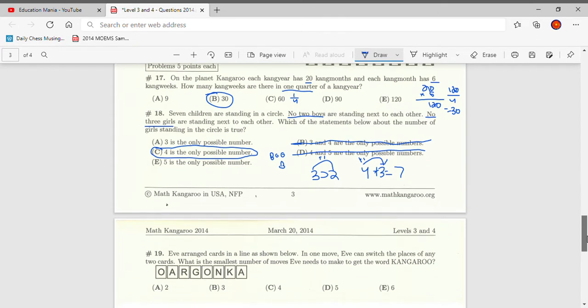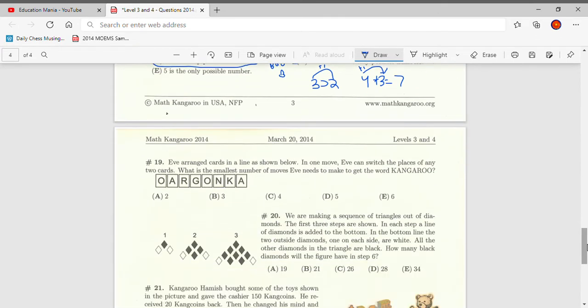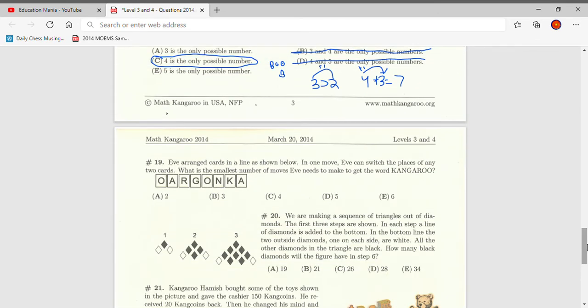Number 19. Eve arranged cards in a line as shown below. In one move, Eve can switch the places of 2 cards. What is the smallest number of moves Eve needs to make the word kangaroo? So let's start. O is not where it needs to be. A, where it needs to be. R, no. G, yes. O, no. N, no. K, no. And A, no.